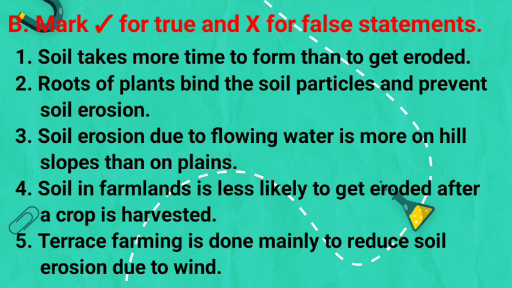B. Mark tick for true and cross for false statements. 1. Soil takes more time to form than to get eroded. Tick. 2. Roots of plants bind the soil particles and prevent soil erosion. Tick. 3. Soil erosion due to flowing water is more on hill slopes than on plains. Tick. 4. Soil in farmlands is less likely to get eroded after a crop is harvested. Cross. 5. Terrace farming is done mainly to reduce soil erosion due to wind. Cross.